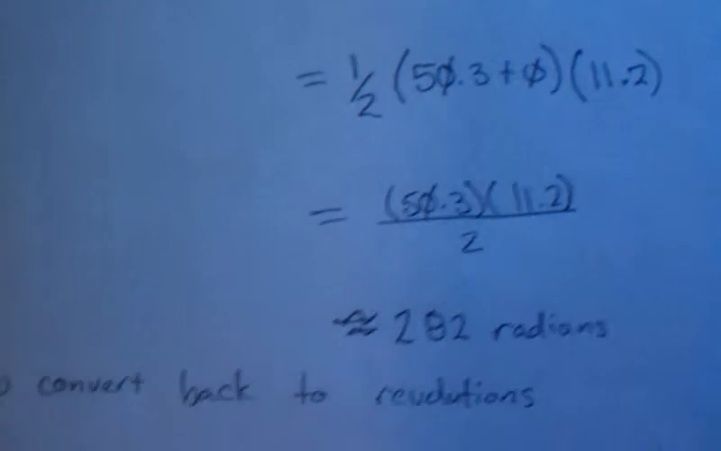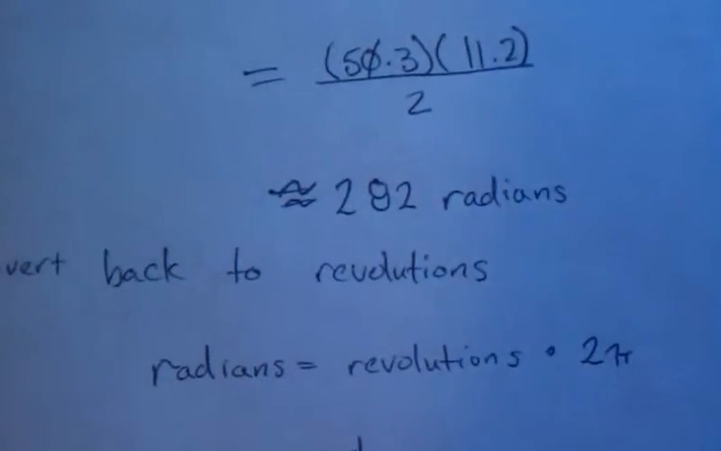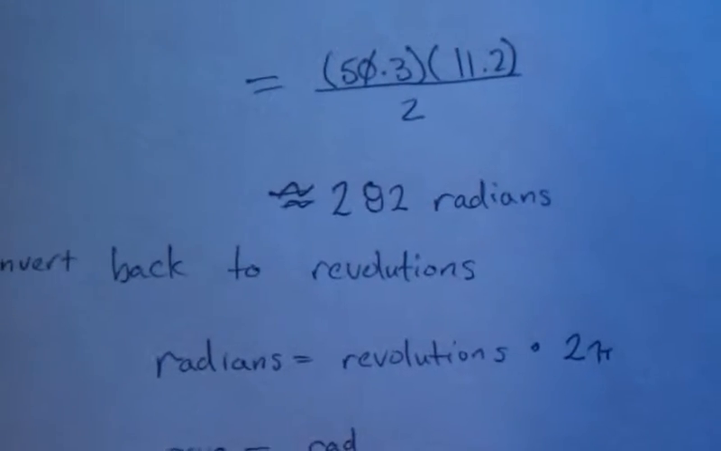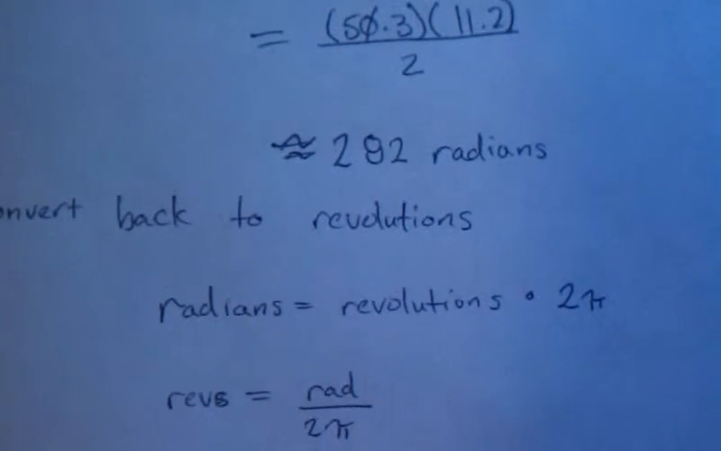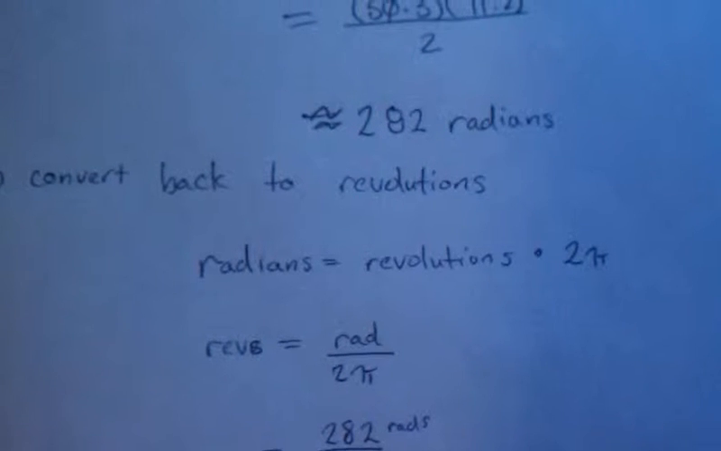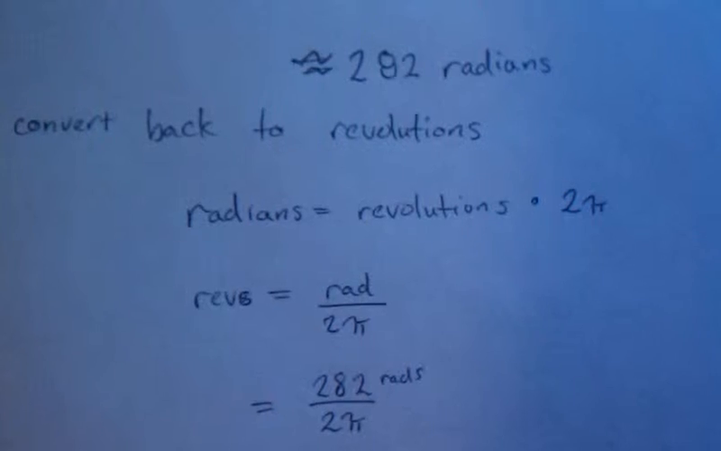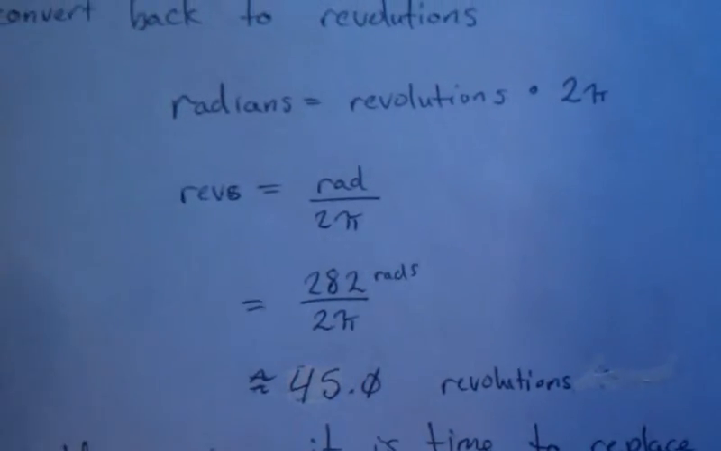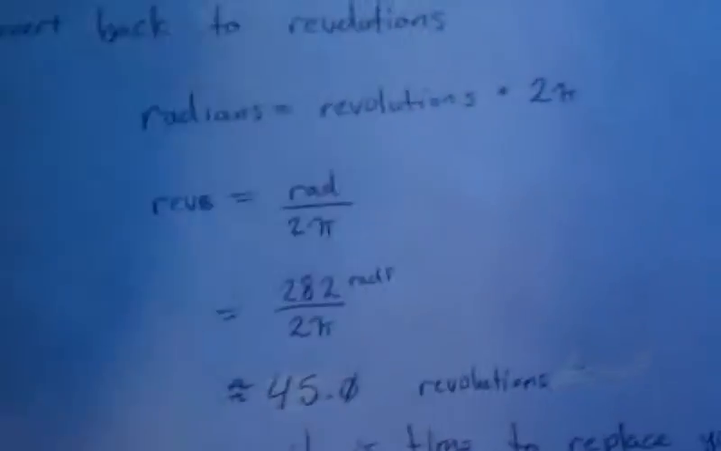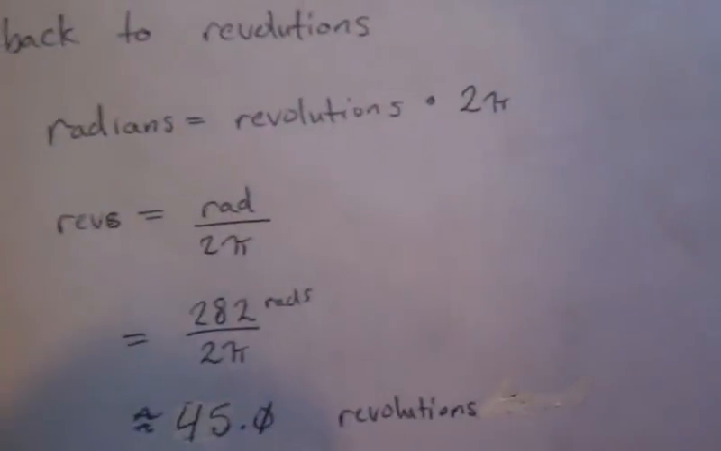Now we just have to convert that back to revolutions, and that's just using the same equation from the first thing we did, just in the opposite way. So you have radians equals revolutions times 2 pi, and then converting over to revs, you get radians divided by 2 pi, or 282 rads divided by 2 pi, which equals about 45 revolutions. So it's going to turn 45 times in 11 seconds before it stops.